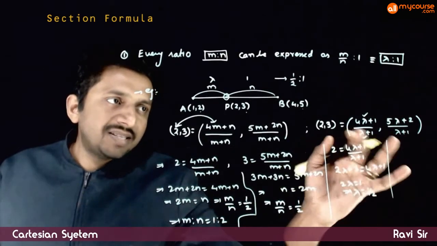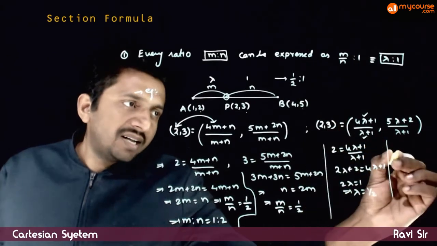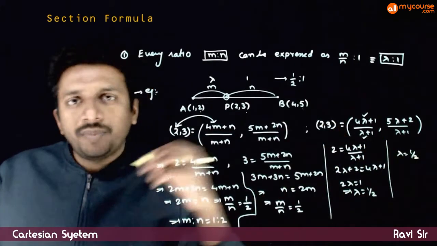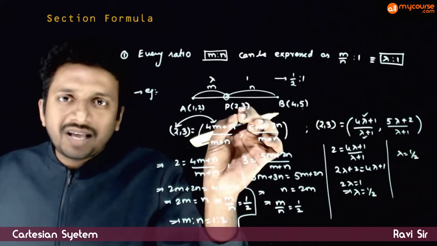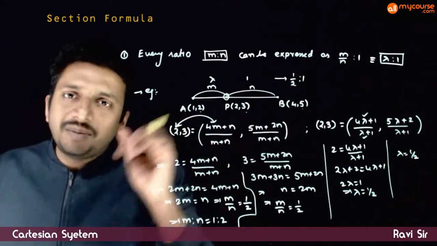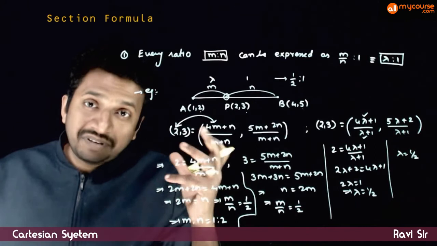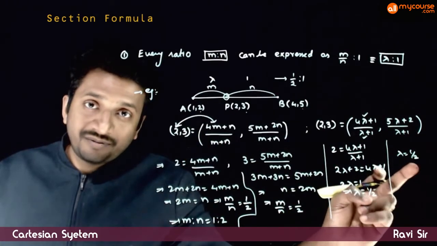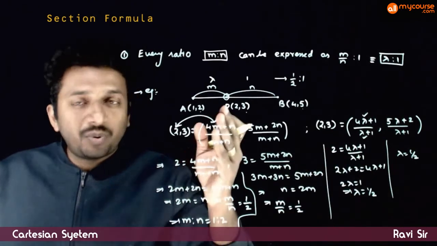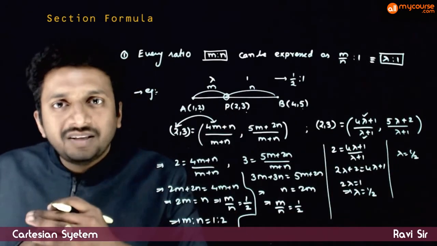Now if you take the second condition, if you get the same lambda 1 by 2 from the next equation also, that means the point lies on the line segment AB. If lambda turns out to be different than half from this equation, that means the point P does not lie on the line segment AB.